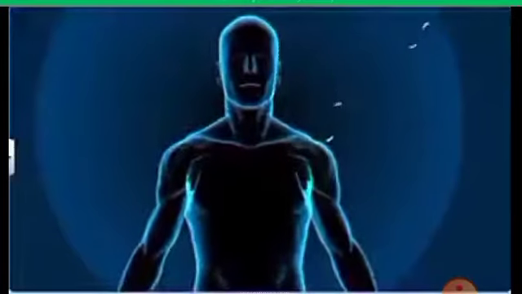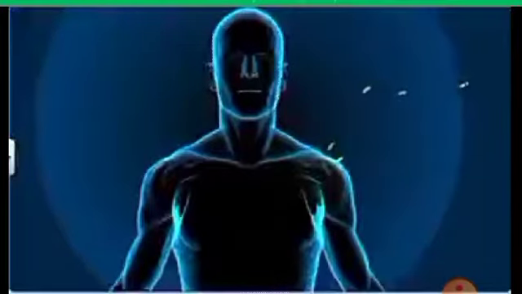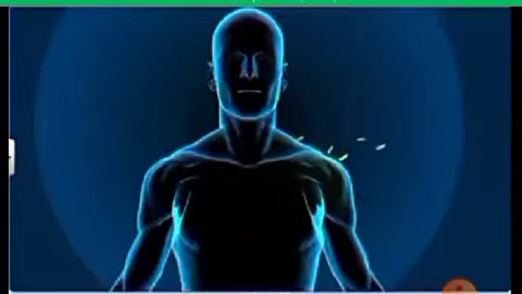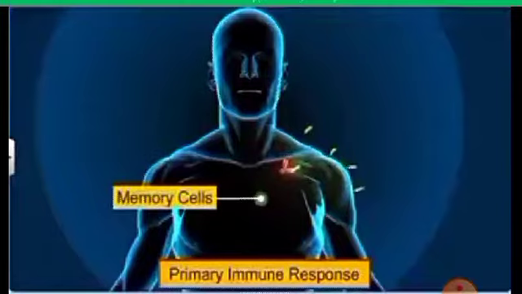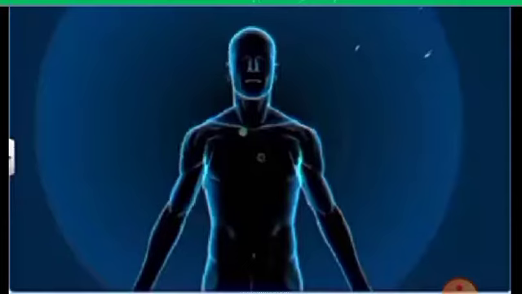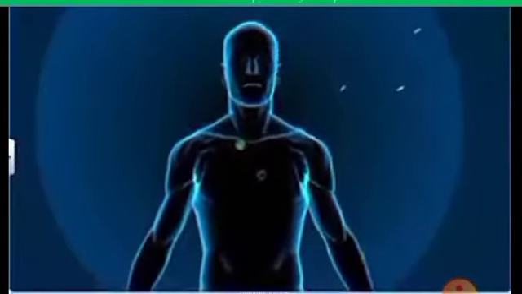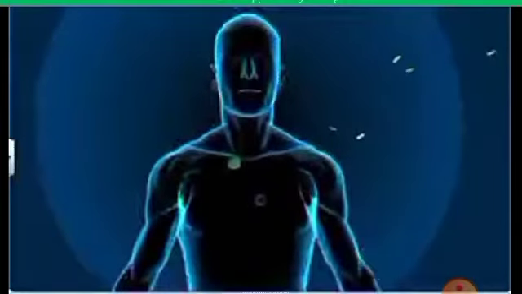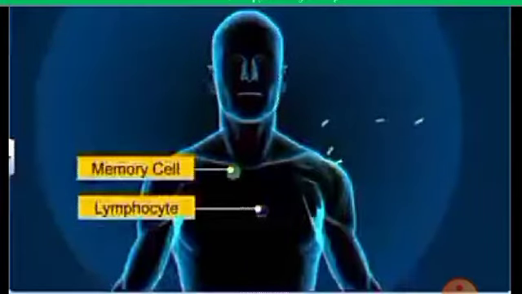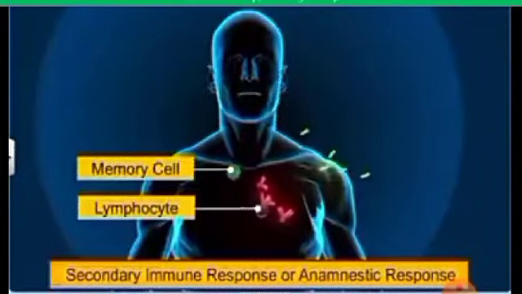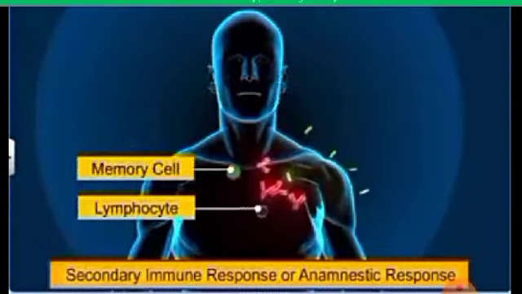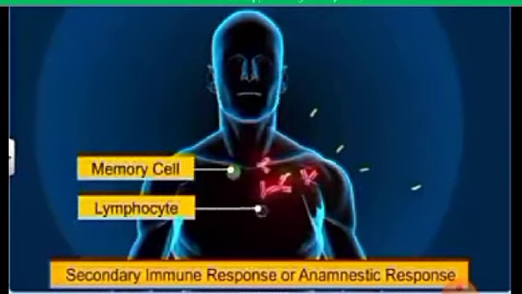When any pathogen enters our body the first time, the body responds to that pathogen by producing antibodies. But it is a very slow response and we call it the primary response. And the body produces memory cells as part of that primary response. But when the same pathogen enters our body a second time, the body responds rapidly, and that response is called the secondary immune response or anamnestic response.